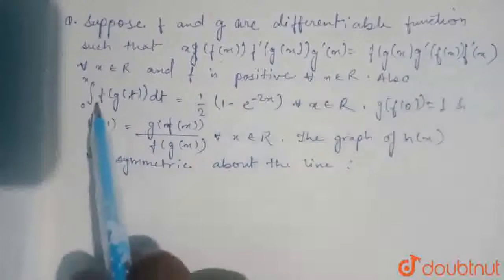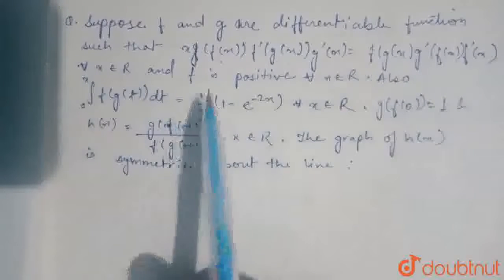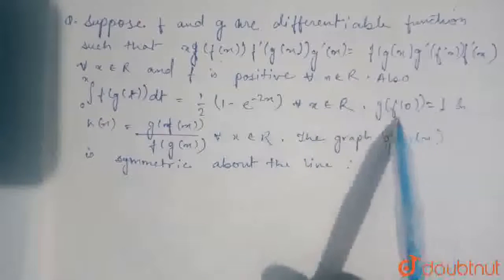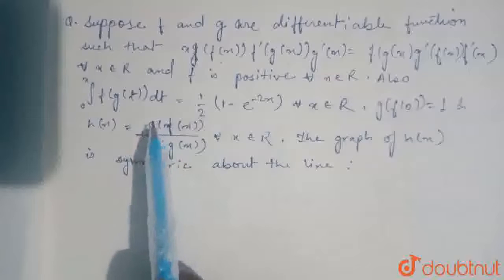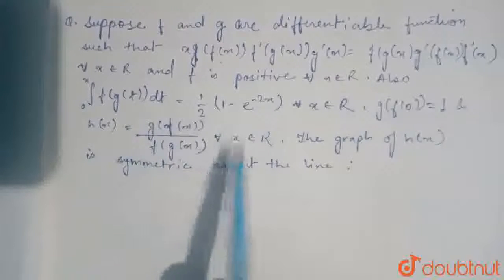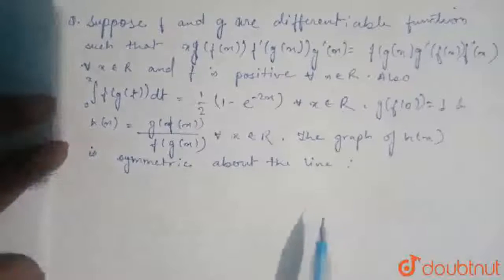Also, the integration of f of g of t dt from 0 to x is equal to half of 1 minus e raised to the power minus 2x for all x belongs to real numbers. Also, it's given that g of f of 0 is 1, and h(x) is a function defined by g of f(x) upon f of g(x) for all x belongs to R. The graph of h(x) is symmetric about the line. You have to find the line about which the graph of h(x) is symmetrical.